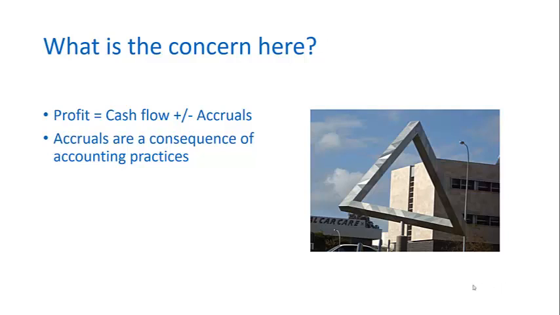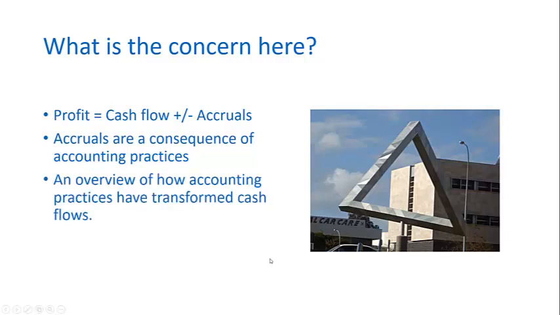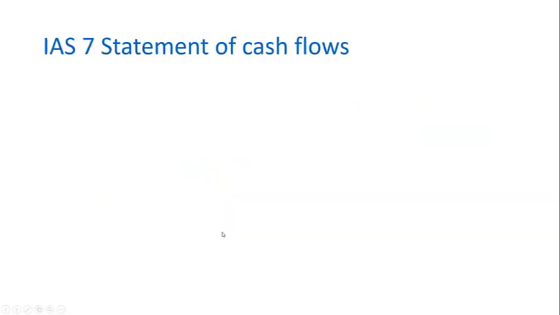We should understand that accruals are a consequence of accounting practices and accounting standards. An overview of how accounting practices have transformed cash is fundamental to being able to understand earnings and hence the performance of the firm. The presentation of cash flows is dictated in IAS 7, and it's not the purpose of this session to go through IAS 7, but rather to highlight how it is relevant to our understanding of performance. IAS 7 is repeated in Australia as AASB 107.